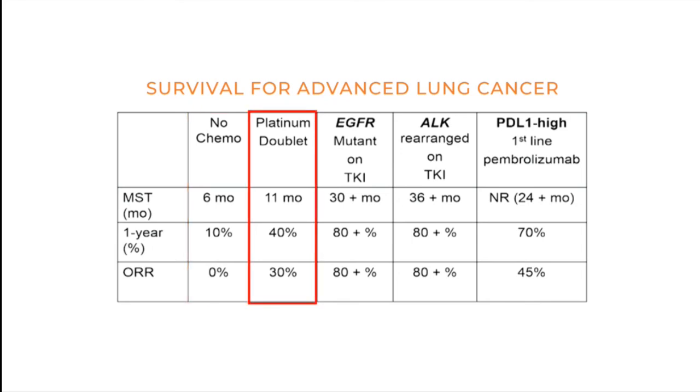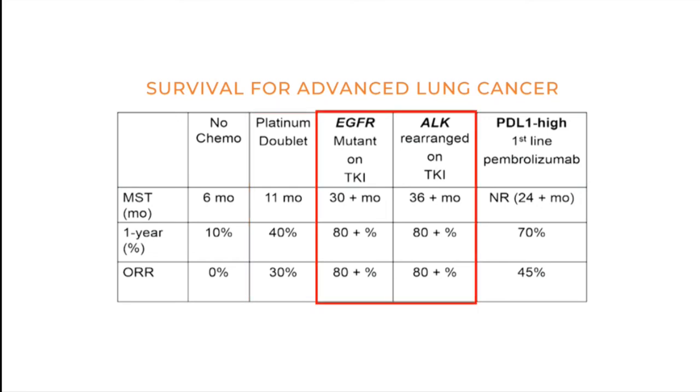Historically, the treatment for advanced lung cancer used to be just chemotherapy using a 2-drug-based regimen. And with a 2-drug chemotherapy regimen, the median survival is anywhere from 10 to 12 months. It's about 11 months roughly. Chances of being alive at 1 year about 40%. And a response rate of 30%, which means 30% of the people that receive this combination will have a response.